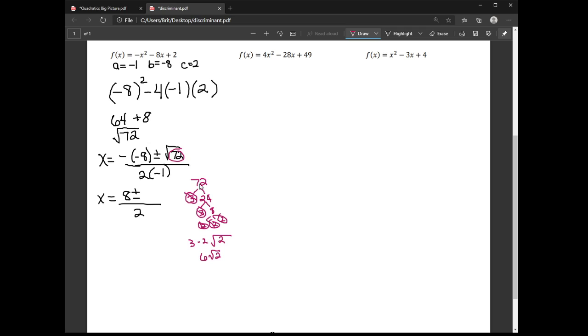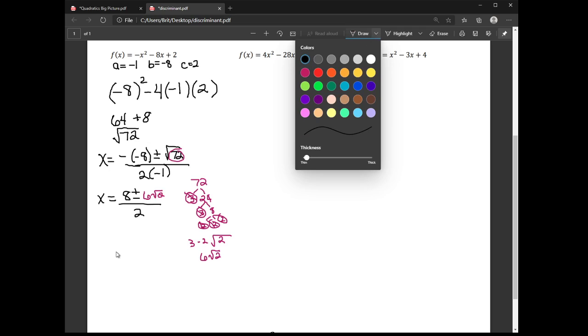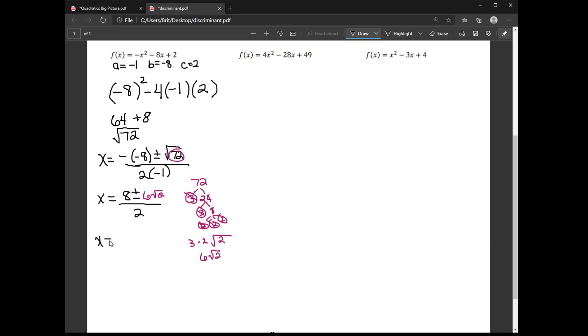So the square root of 72 is really 6 root 2. So this expression turns into x equals, and then I can divide both of these by 2. So 4 plus or minus 3 root 2. So those are the 2 real solutions. And they're really ugly, right? So it's not something that I would have been able to reach by factoring, which is why the quadratic formula is so nice.